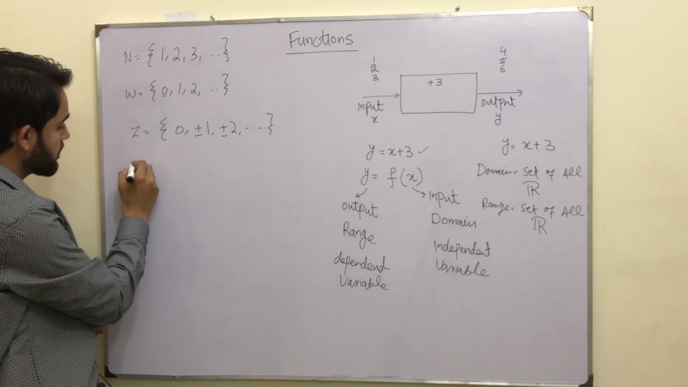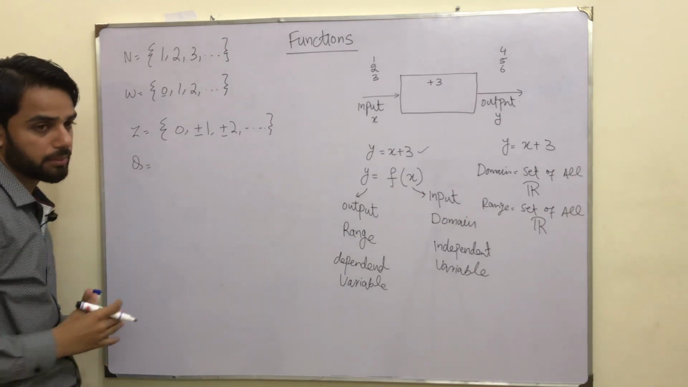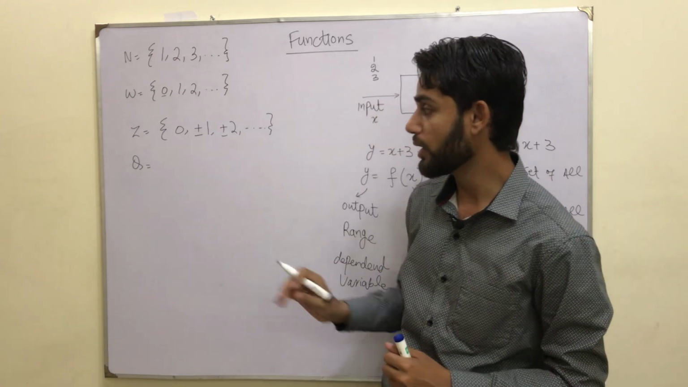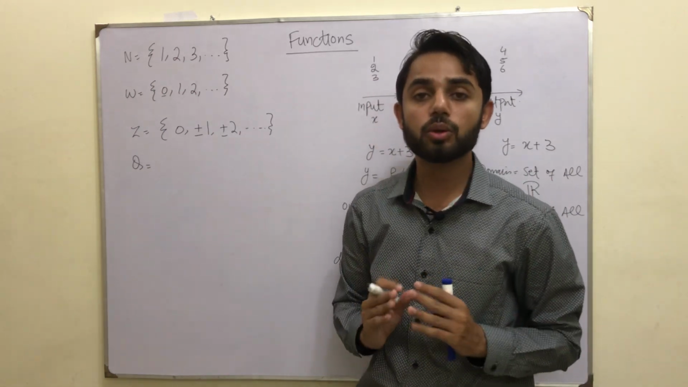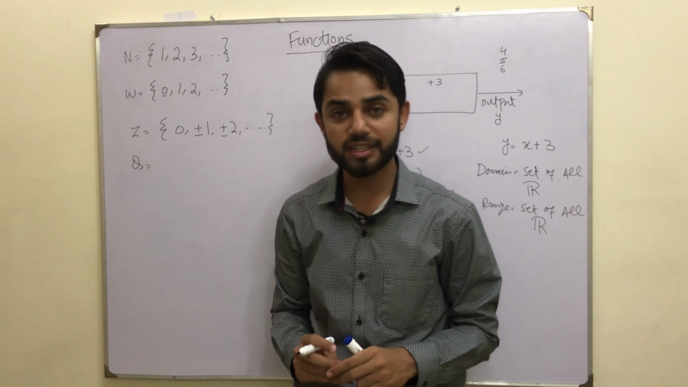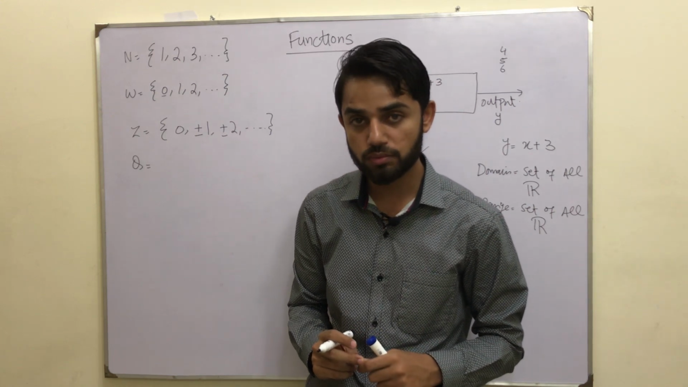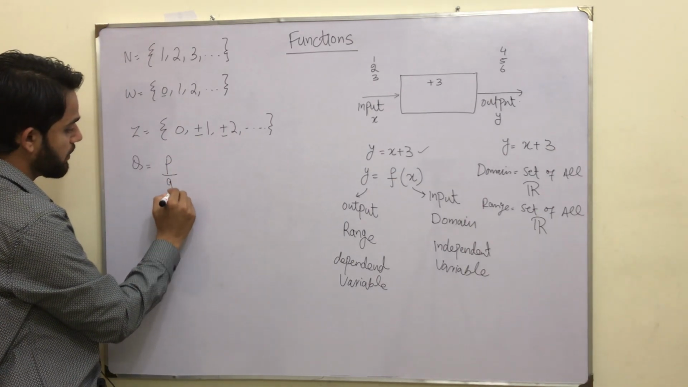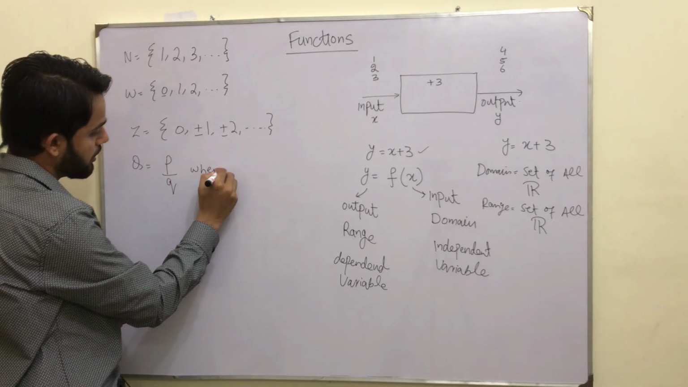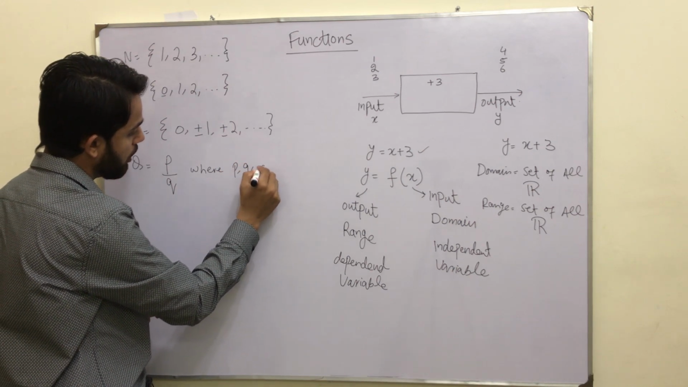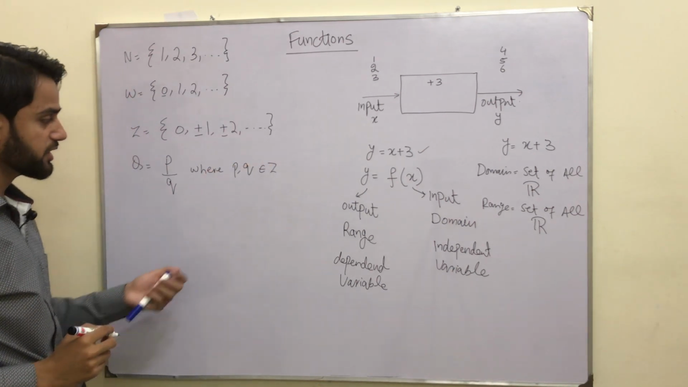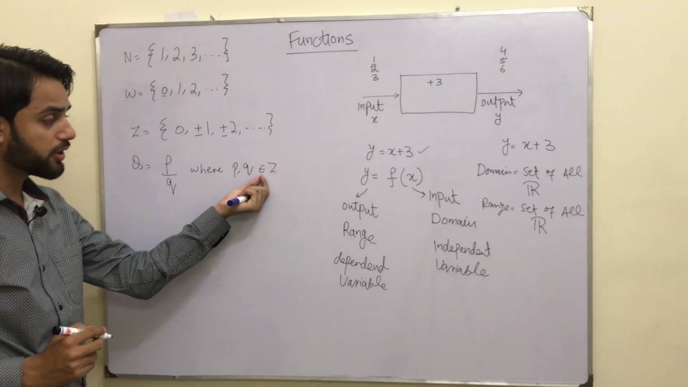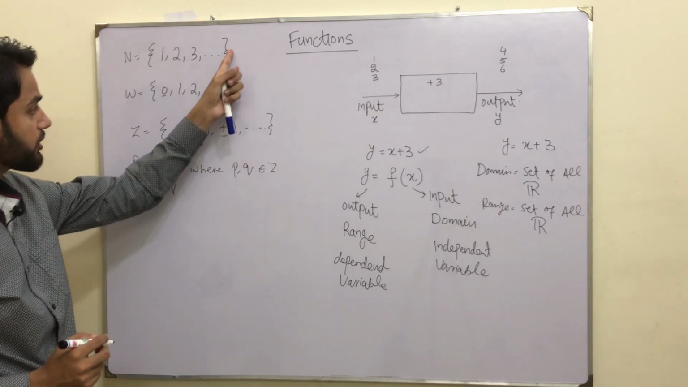After integers, we have the set of rational numbers. The definition of rational numbers is very important for you to understand. What are rational numbers? All those numbers which can be written in the form p over q, where p, q belong to Z. What does that mean? The elements p and q belong to Z, not to the natural numbers or whole numbers.